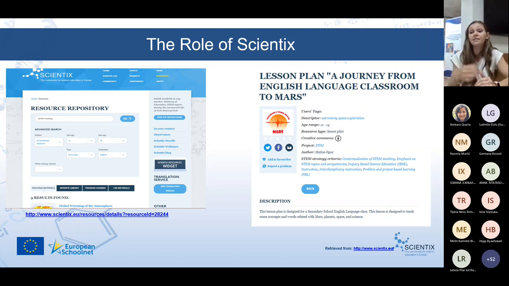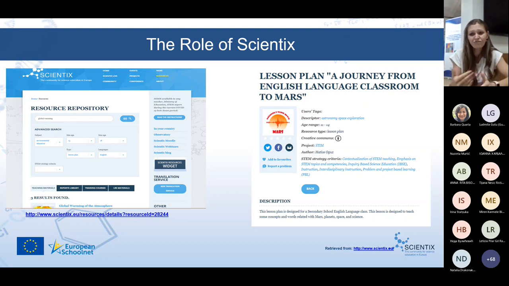And from the Scientix repository section, the link of which is shared in my presentation, you can find some teaching materials, reports, or training courses for your professional development, and so on. You can find an example lesson plan from the Scientix repository, which I'd like to show you. It is called A Journey from English Language Classroom to Mars. You see, a non-STEM subject, English, is combined with STEM subjects.